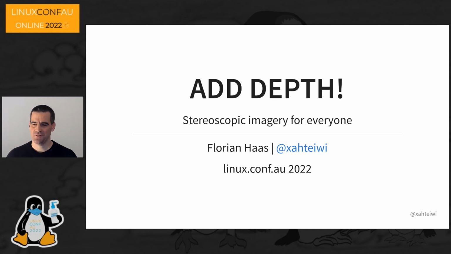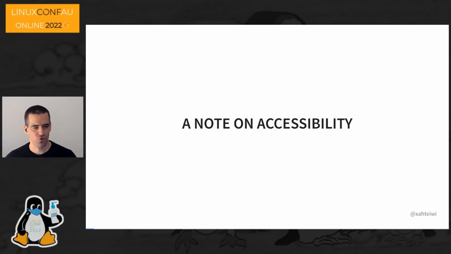Thank you. So this is my introduction to stereoscopic photography and videography. And I do want to start this talk with an important note on accessibility. So some of this talk does assume that you have functional vision in both eyes. You will, of course, be able to see the images and the examples in this talk if you need to wear corrective lenses. I certainly need to wear them too.